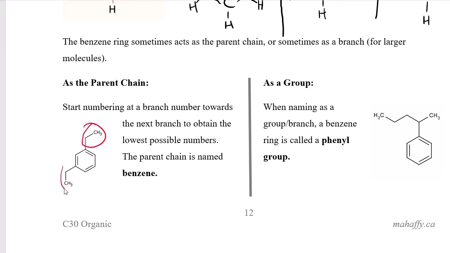So I've got one group here, I've got one group here. Each of these groups has got 2 carbons in it, so those are ethyl groups. And there are 2 of them. Now, just like with the cyclic compound, I start numbering at one of the groups and I number towards the next one. So 1, 2, 3. So this would be 1,3-diethylbenzene.